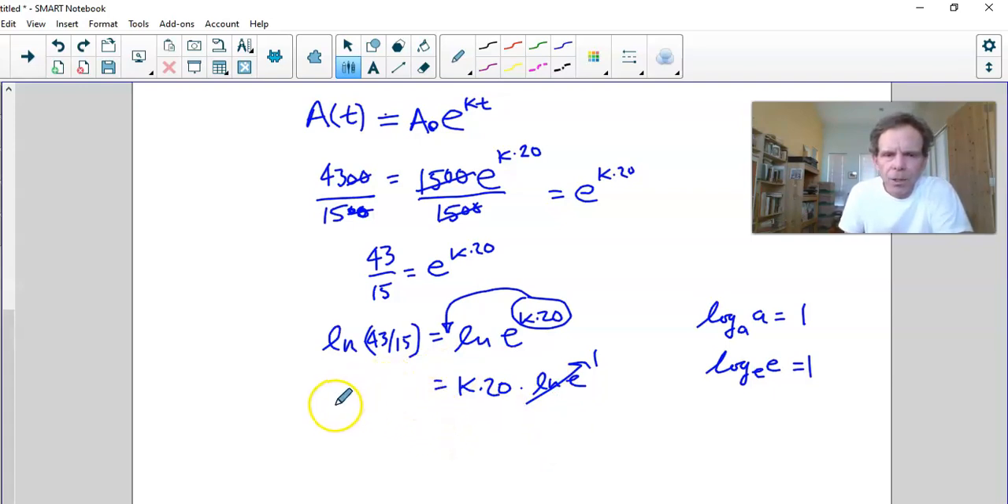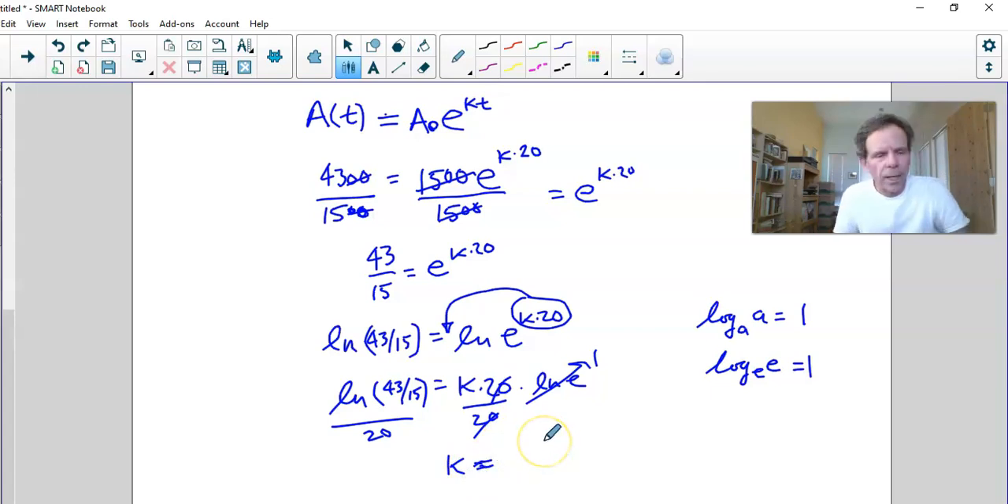All right, so what's the trick now? We've got to get k alone. We're just going to divide both sides by 20, and we'll get k. So k is equal to, and I'm just going to put this into a calculator, get an approximate answer. The exact answer is natural log of 43/15 over 20.